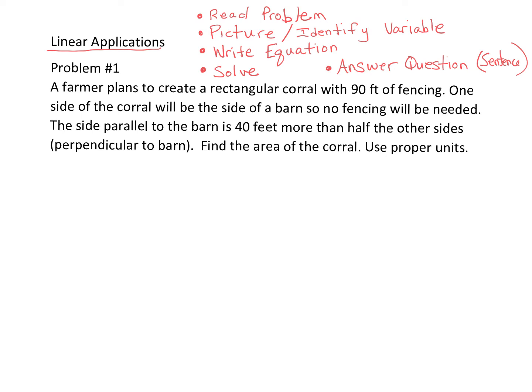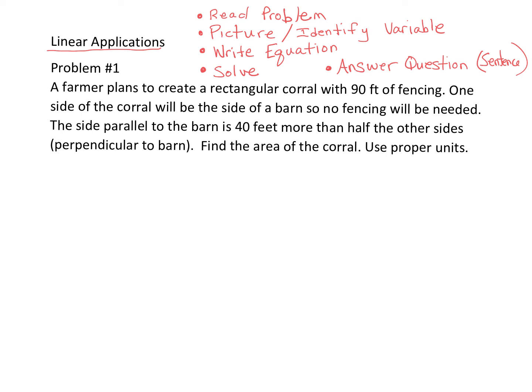So let's take a look at this first example. It says, a farmer plans to create a rectangular corral with 90 feet of fencing. One side of the corral will be the side of a barn, so no fencing will be needed. The side parallel to the barn is 40 feet more than half the other sides, the ones that are perpendicular to the barn. Find the area of the corral and use proper units.